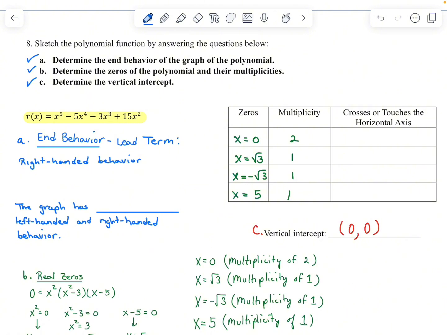And to do that, I need to analyze the lead term. The lead term for r of x is x to the fifth power. Since the coefficient of this term is positive, the right-handed behavior finishes up. Since the exponent is odd, the degree of this polynomial is odd, which means the graph has opposite left-handed and right-handed behavior. Now let's find the zeros of the polynomial.